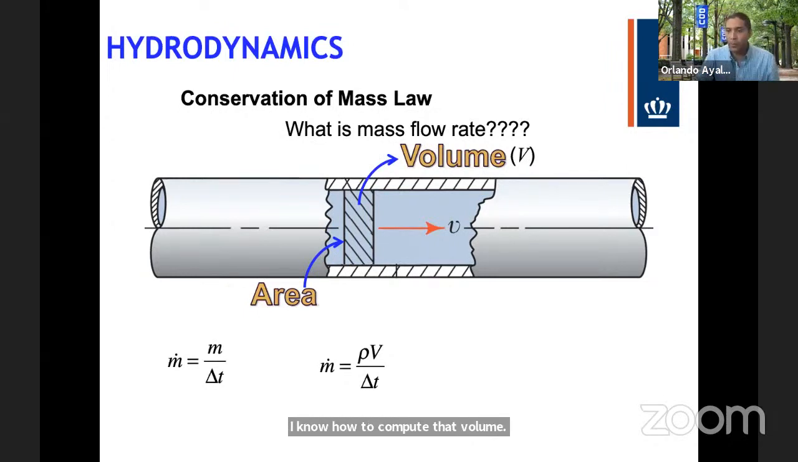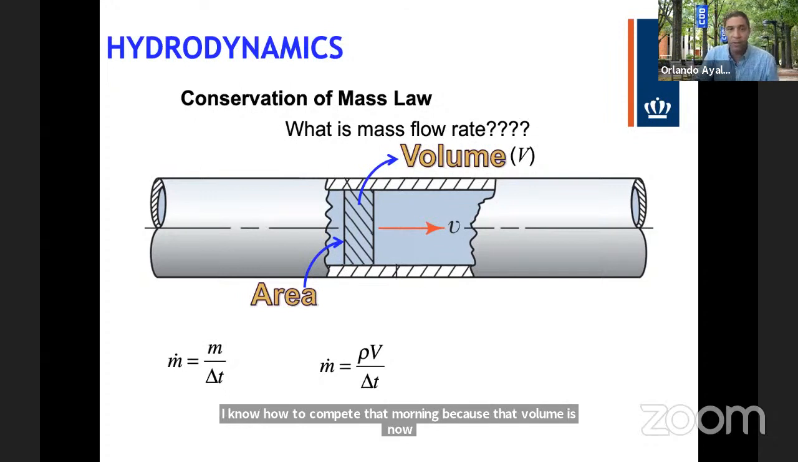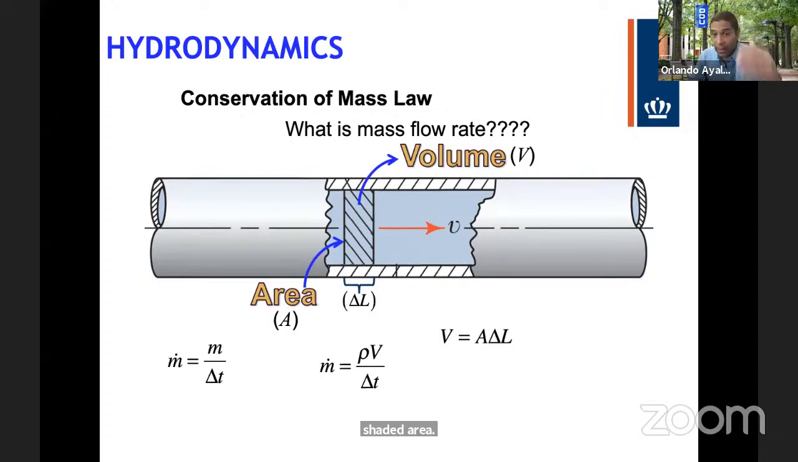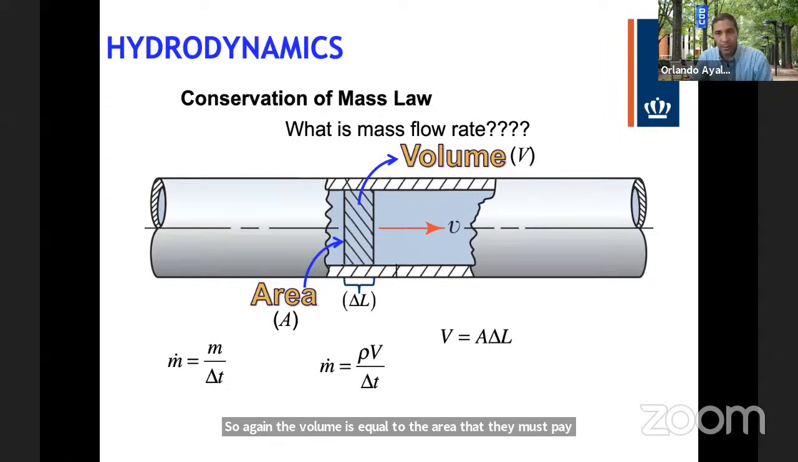I know how to compute that volume because that volume is nothing but the area multiplied by the length of the shaded area. So again, the volume is equal to the area that the mass passed multiplied by the delta L. And the delta L is something that I measure because I stopped my chronometer, the same way we did in the video.